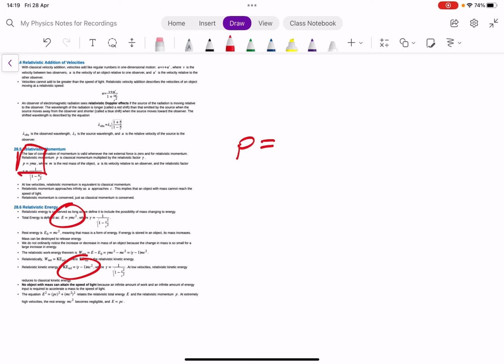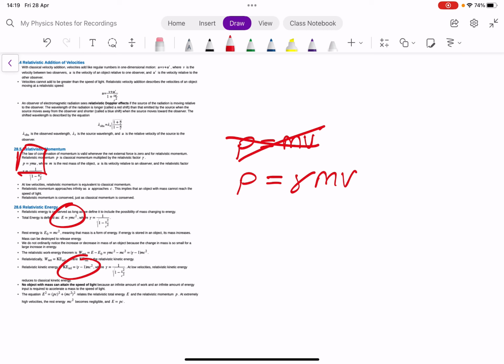Hopefully you'll remember from last semester that momentum is mass times velocity. We have a relativistic momentum, which again involves the gamma function. And it is as simple as that. Gamma times mass times velocity. So the apparent momentum of an object would increase more than we would think it would classically when it starts to approach the speed of light.